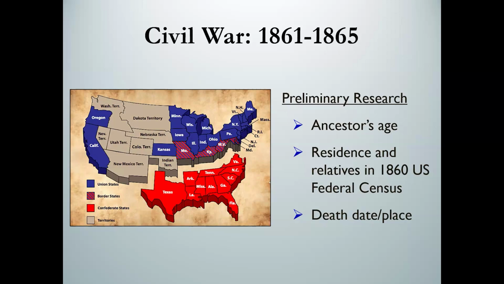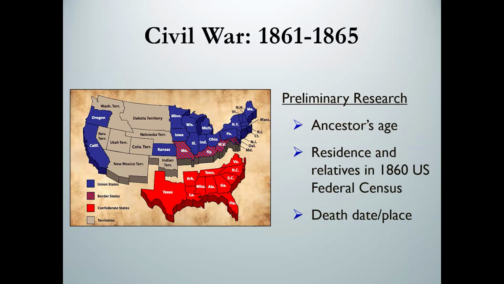Okay, so if you have someone from Wisconsin, good chance they were in the Union. If you have somebody from Louisiana, there's a good chance they were in the Confederacy. So using that knowledge, for the border states, you've got Missouri, Kentucky, West Virginia, Maryland, and Delaware. If they were from those states, you're going to have to do more digging to figure out if they were Union or if they were Confederate.